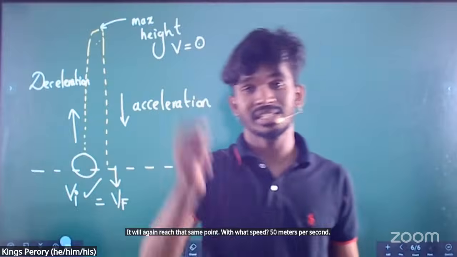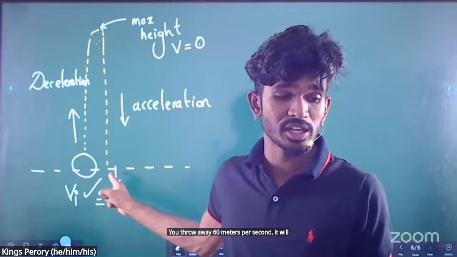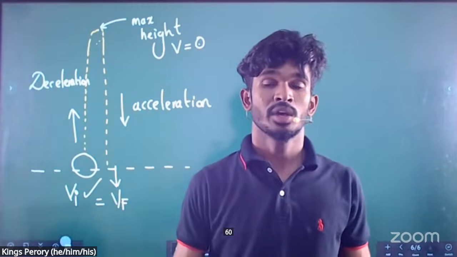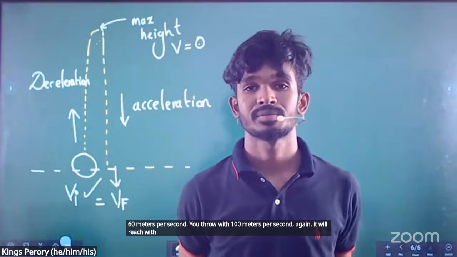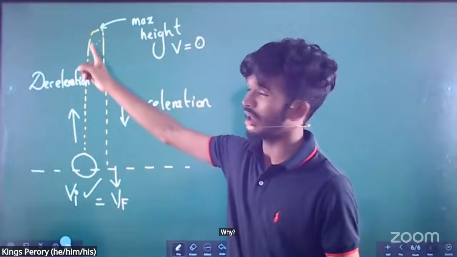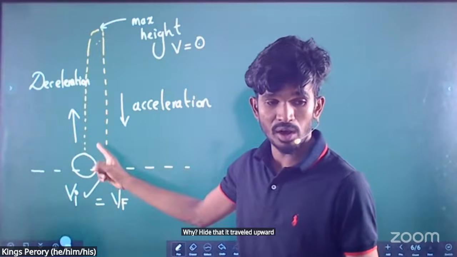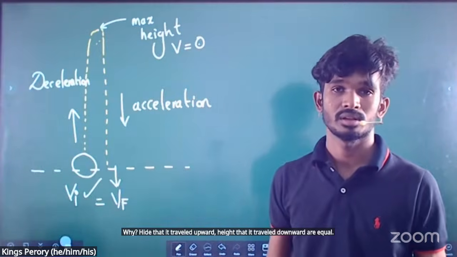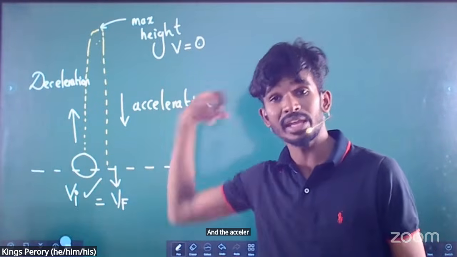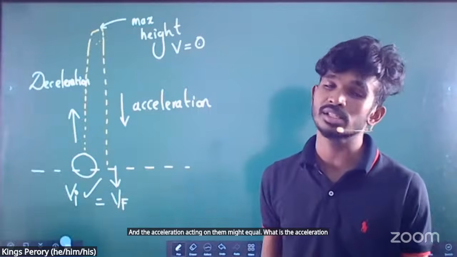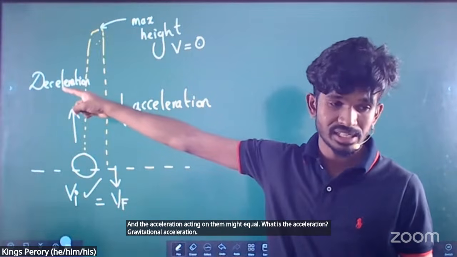You throw with 60 meters per second, it will again reach with 60 meters per second. You throw with 100 meters per second, again it will reach with 100 meters per second. Why? The height it traveled upward and the height it traveled downward are equal, and the acceleration acting on them is equal. What is the acceleration? Gravitational acceleration.